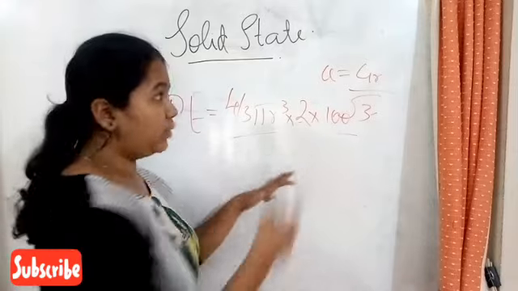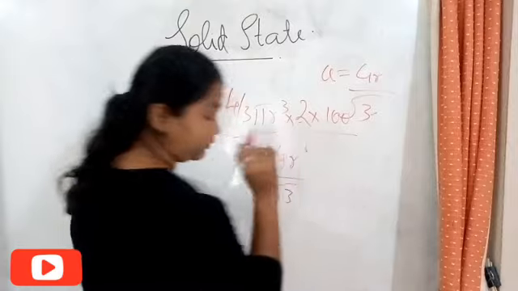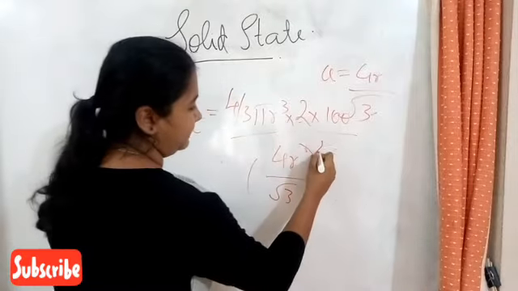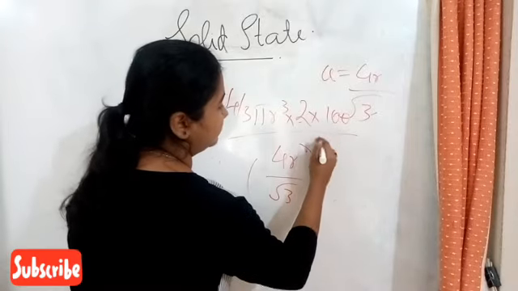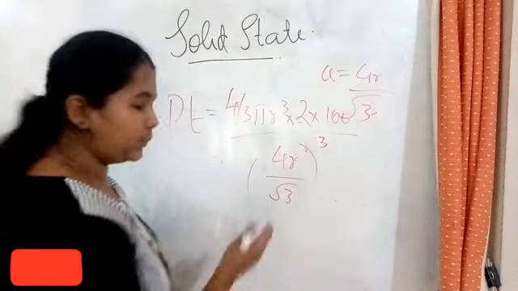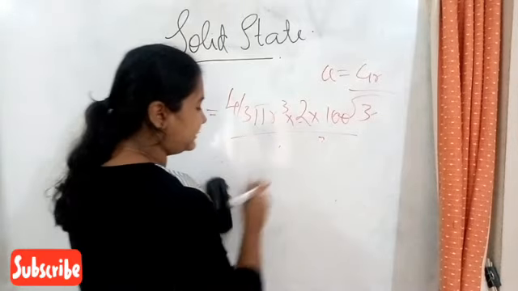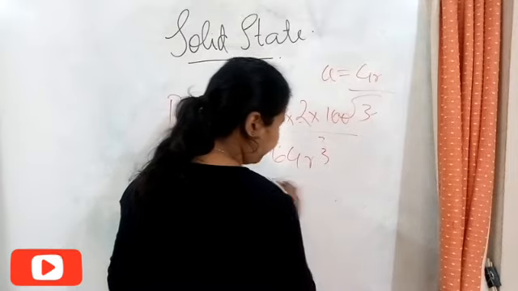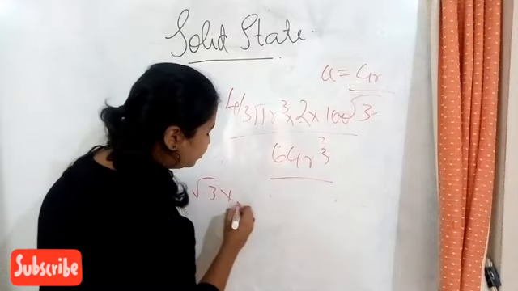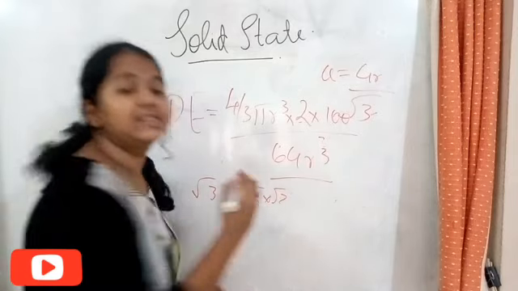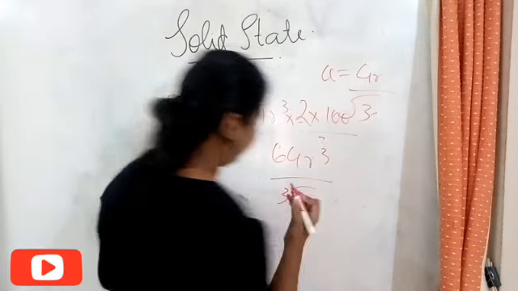That is a cube. a cube is 4r divided by root 3 the whole cube, it's a cube. Okay, so the whole cube. So how will you write it? I'll just simplify this equation. When you simplify, what will it be? 64 r cube divided by what? Root 3 cube is what? Root 3 into root 3 into root 3. That is 3 root 3. Okay.